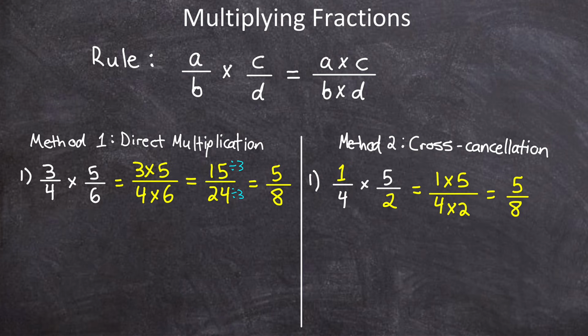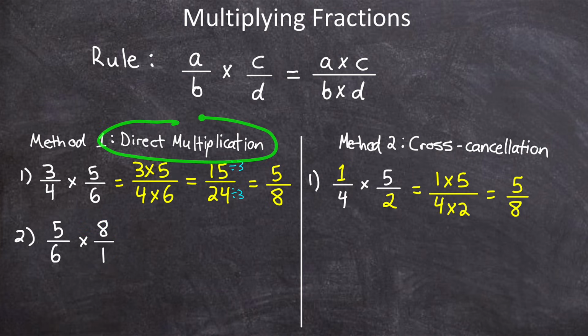Let's do one more where we do both methods. In this example, we have a fraction times a whole number. It might be helpful if we rewrite that whole number as a fraction, 8 over 1, which is equivalent to 8, right? Because 8 divided by 1 is 8.